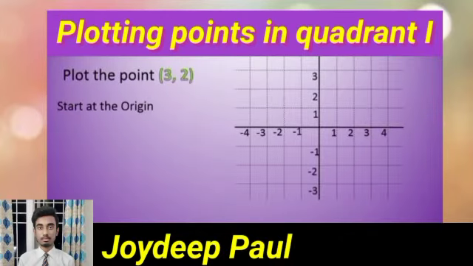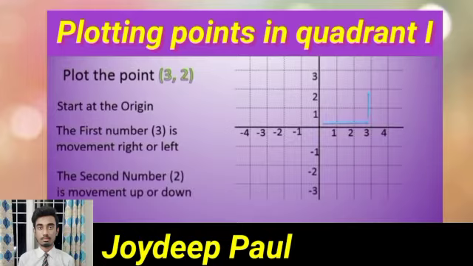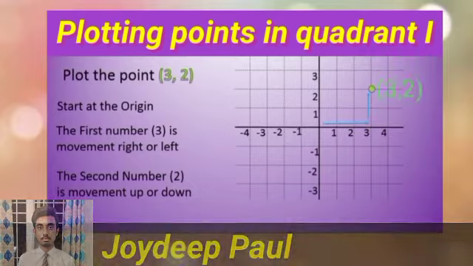Let me take an example to show you how to plot numbers in the first quadrant. Say we take 3, 2. To plot the point 3, 2, I start at the origin, which is the point 0, 0. The first number is 3, that is your movement to the right or left, because it is positive. You notice this arrow is moving to the right. The next number 2 shows our movement up or down, because it's positive. You notice the arrow moving upward from the x-axis. So the point 3, 2 would be located right there.